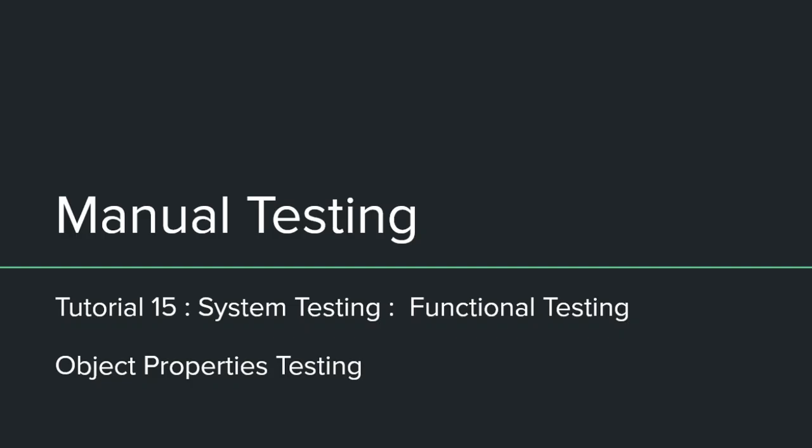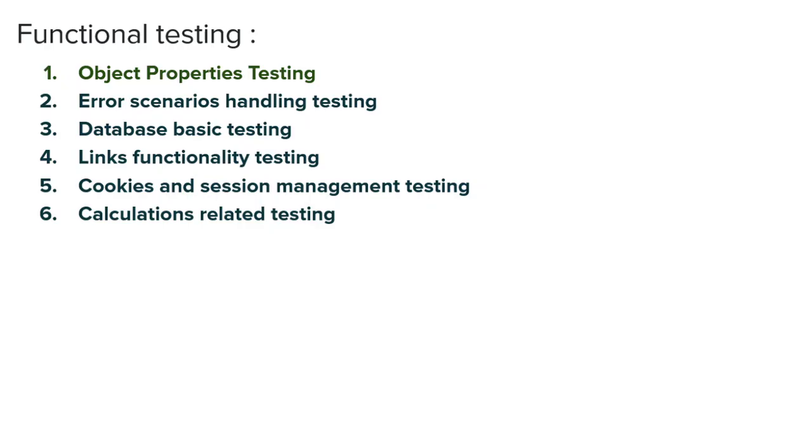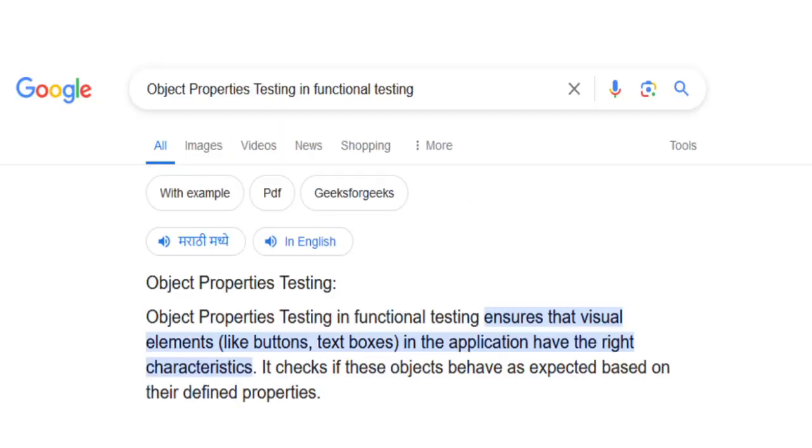Today we will see object properties testing in functional testing. So far we have seen in system testing we have functional testing, and functional testing can involve object properties testing, error scenarios handling testing, database basic testing, links functionality testing, session and cookies related testing, and calculation related testing. So these are the different areas we cover during functional testing.